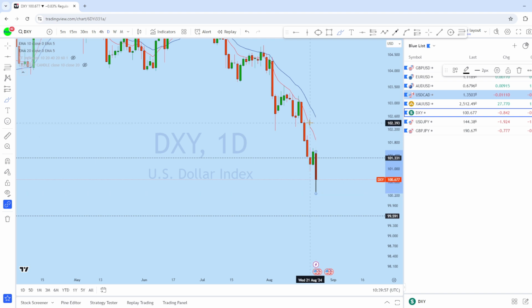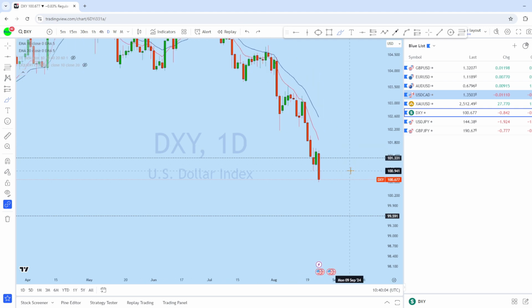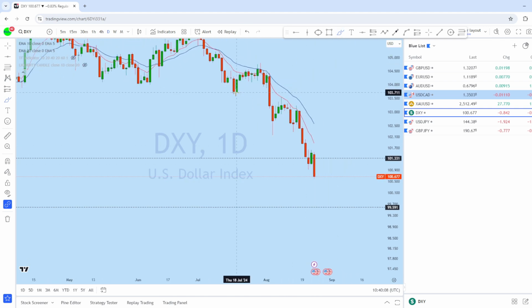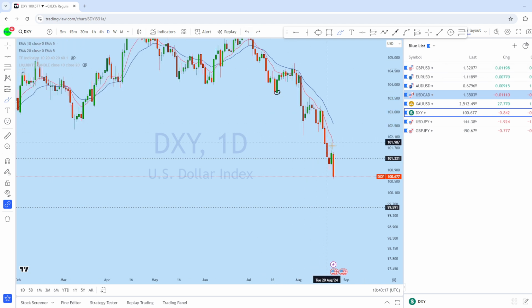There was a strong breakdown after this green movement. We have seen DXY manage to break below this support level, and the daily trend is clear. We can see that there was a drop and then a pullback, retested this support as a resistance, and we have seen another drop, which is a predictable bearish trend.